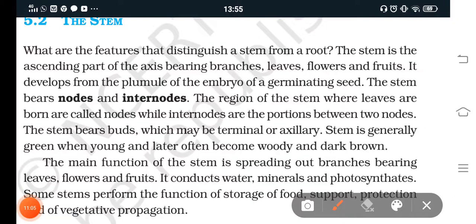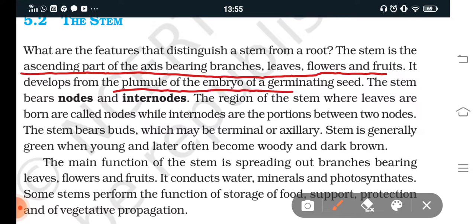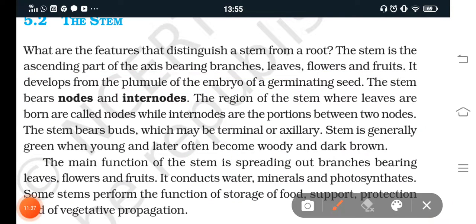Okay, so now let's study about stem. Basically the stem is the ascending part of the axis which bears branches, leaves, flowers and fruits. We know that the stem develops from the plumule of the embryo of a germinating seed. I've shown you the structure of the germinating seed earlier, that it has a plumule at the upper part and the radicle at the lower part.